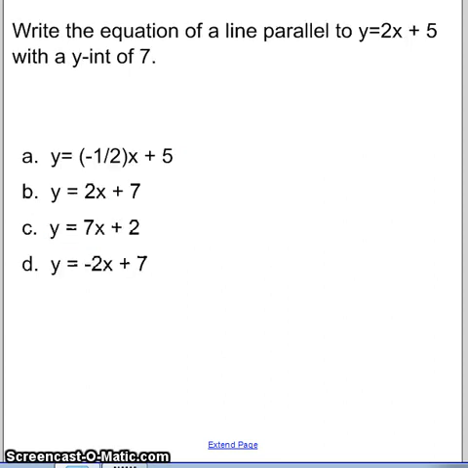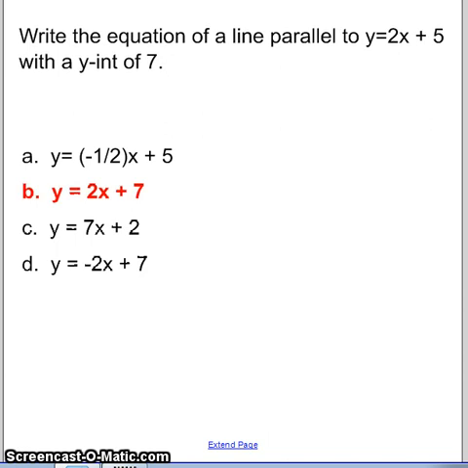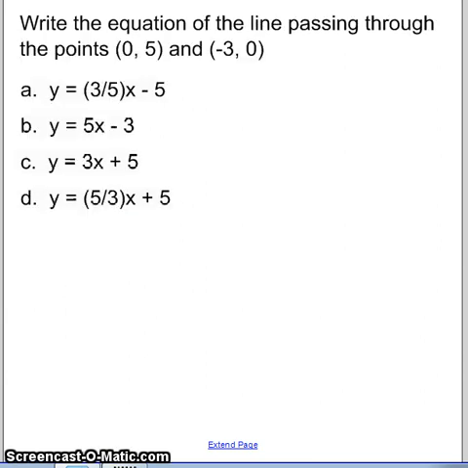Sometimes you'll be asked to find the equation of a parallel line. That'll be your key word here to know that two lines that are parallel have the same slope. So if we're looking for one that's parallel to y equals 2x, then we're looking for one that starts with y equals 2x. The only thing that's different here is that the y-intercept changes from 5 to 7. So the parallel line that goes through the y-intercept of 7 is y equals 2x plus 7.